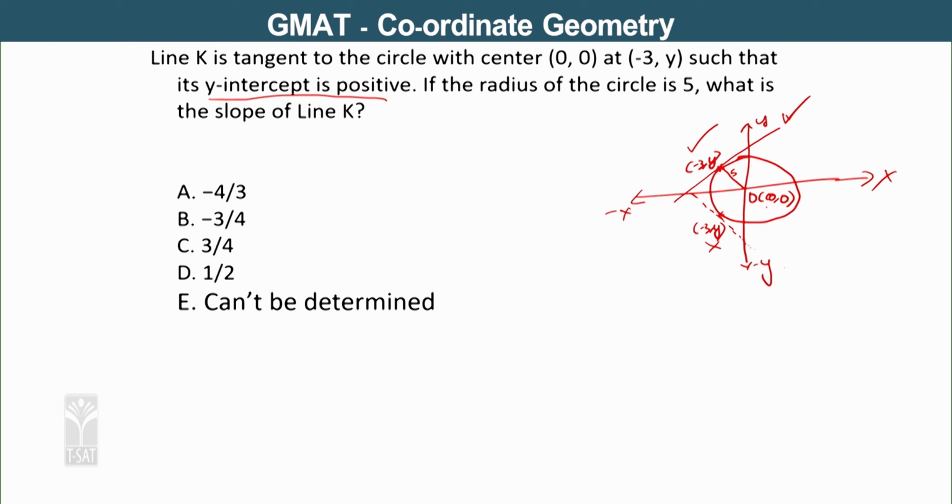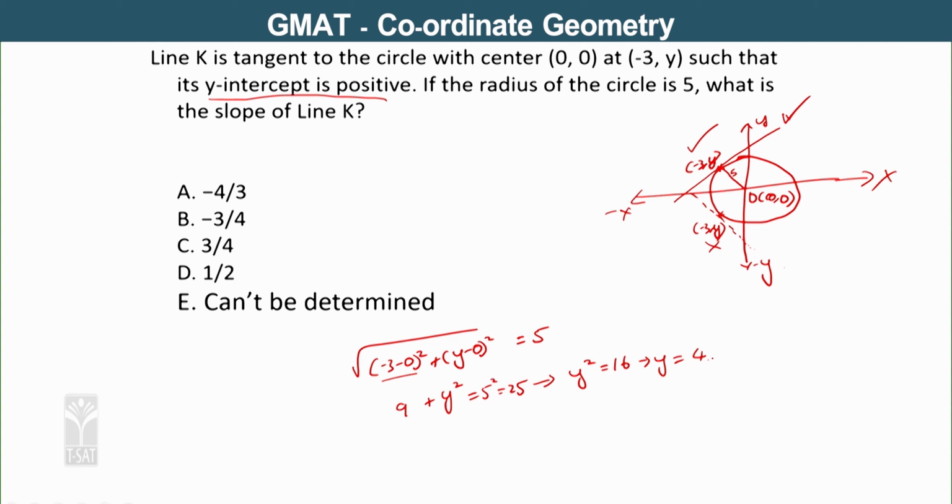So, the radius from 0, 0 to minus 3, y is 5 units. So, let us first put it in the distance formula. We know that minus 3 minus 0 whole square plus y minus 0 whole square is equals to 5. Squaring on both sides, here you have minus 3 whole square will be 9 plus y square is equals to 5 square, that is 25, which means that y square is equals to 25 minus 9, which is 16. So, y is equals to 4. Here y could have been plus 4 or minus 4, but we have seen from our drawing that since the line should have a positive y intercept, this point has to have a positive y coordinate.